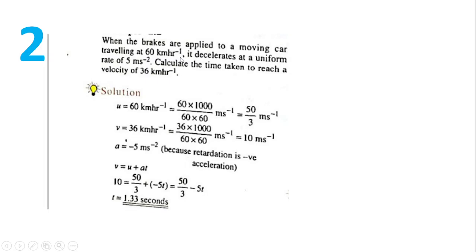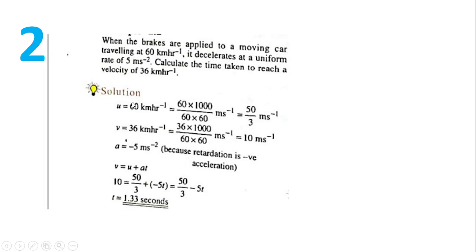We have two velocities. It begins with 60 kilometers per hour and ends with 36 kilometers per hour. So we have the initial velocity as 60 and the final velocity as 36, but we need to convert them to values in meter per second by using the method stated before. So we get this, and for the final velocity we get this. It decelerates at a uniform rate of 5 meters per second square. Deceleration, as stated earlier, is the negative of acceleration.